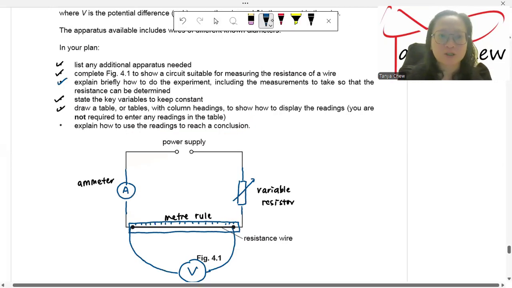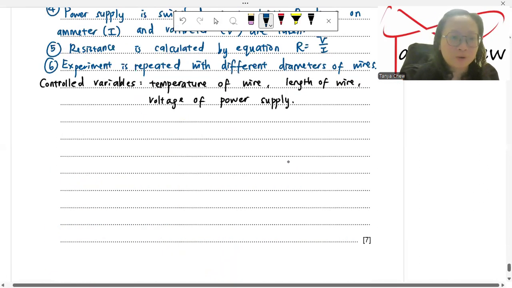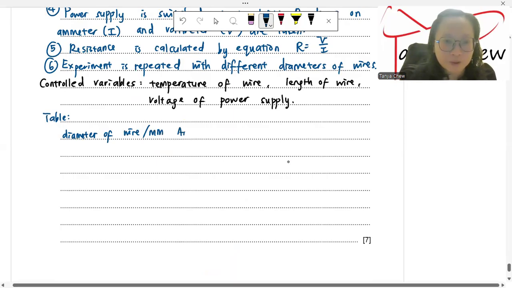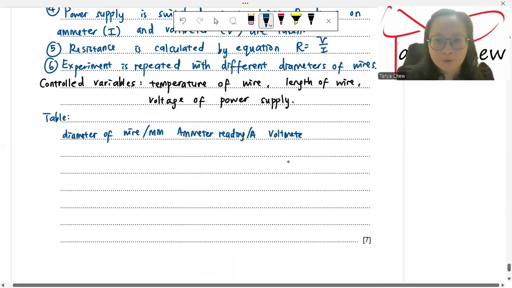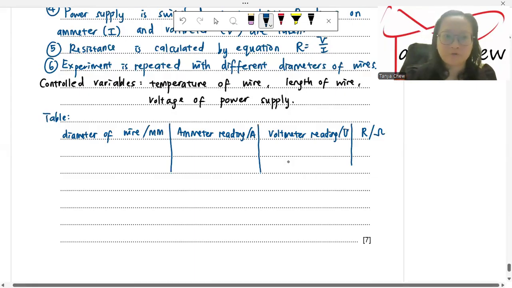And the next one, draw table or tables with column headings to show how you display your readings, right? So table, this is my table. So I write diameter first. Diameter of wire, which is in mm. And then ammeter reading, which is in ampere. And then voltmeter reading, which is in volt, and then resistance, which is in ohm. Right now, just draw a line like this will do. Okay, make sure that the volt must be capital. And I'm done with table.